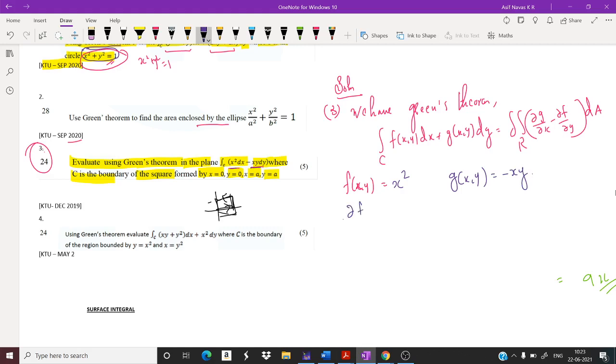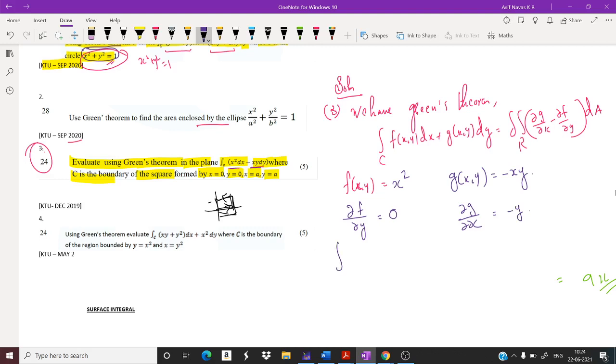Now we will find ∂f/∂y. What is ∂f/∂y? There is no y term, so differentiating, it is zero. It's zero, right? So what is ∂g/∂x? Minus y, right? Okay.